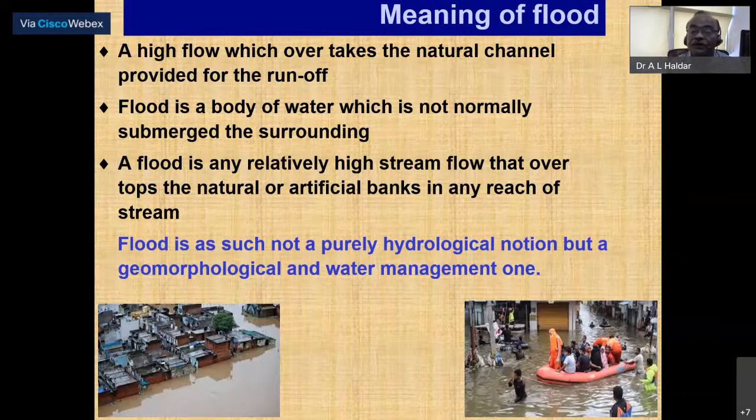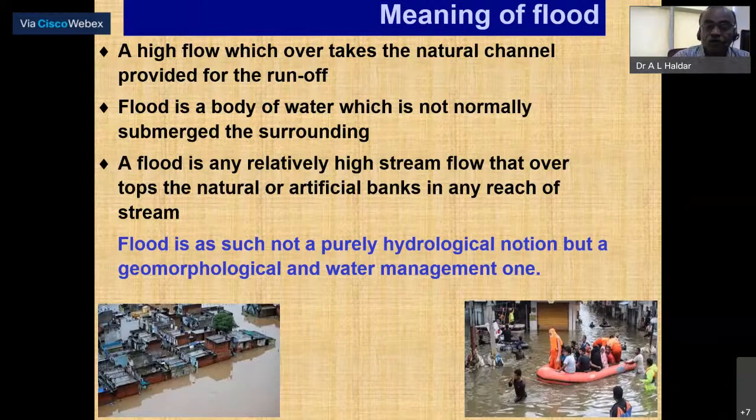What is a flood? A high flow which overtakes the natural channel provided for the runoff. Flood generally takes place in an area which is dry. Suddenly, the water comes from a nearby area or from the rain. It means that in a dry area, when a great quantity of water is submerging it, then a flood takes place. The flood is a relatively high stream flow, naturally, and what of the natural and artificial banks?